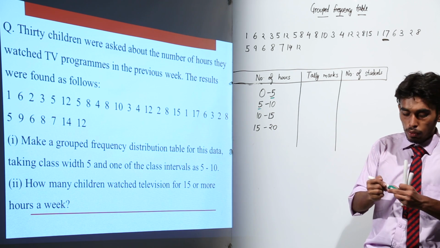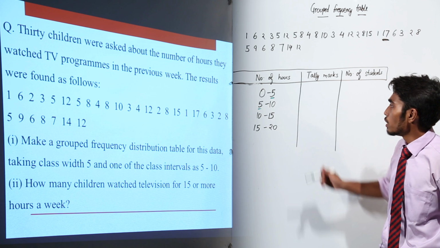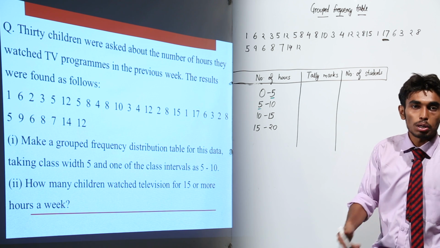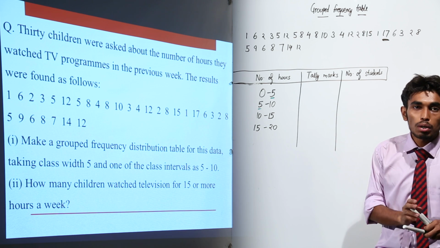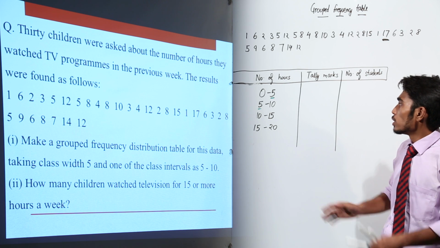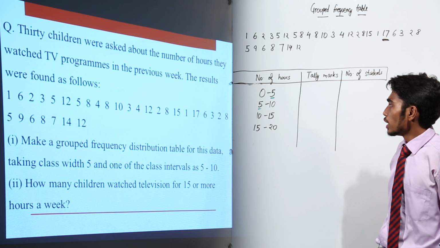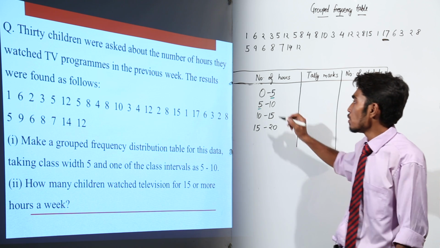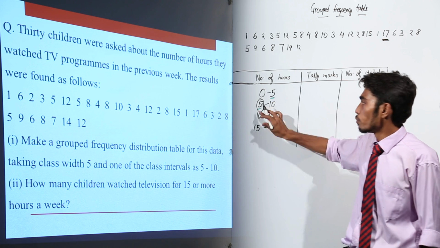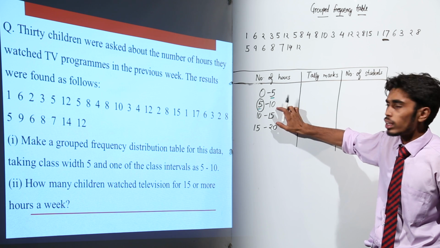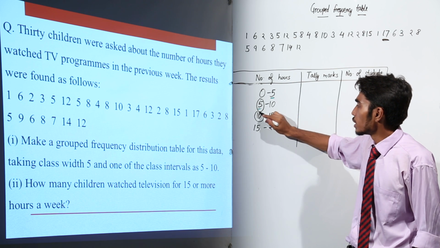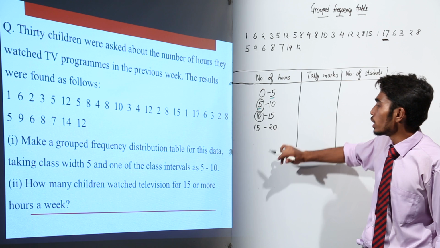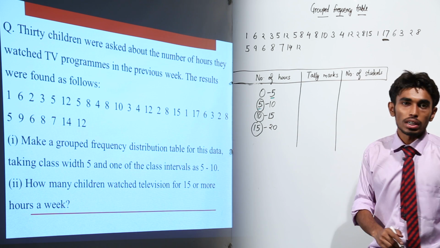So if a student watches the program for 5 hours, in which group or class interval should he be included, right? By convention, we assume that the student should be included in that group in which the number is the lower class limit. That is, 5 will be included in the group 5 to 10. 10 won't be included in this group, but it will be included in the group 10 to 15. And 15 will be included in the group 15 to 20, right?